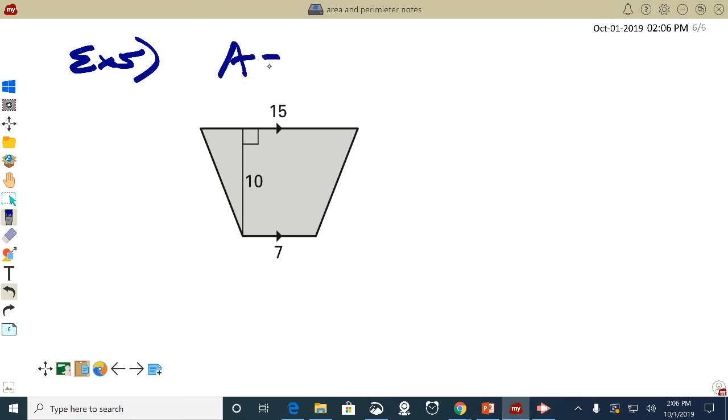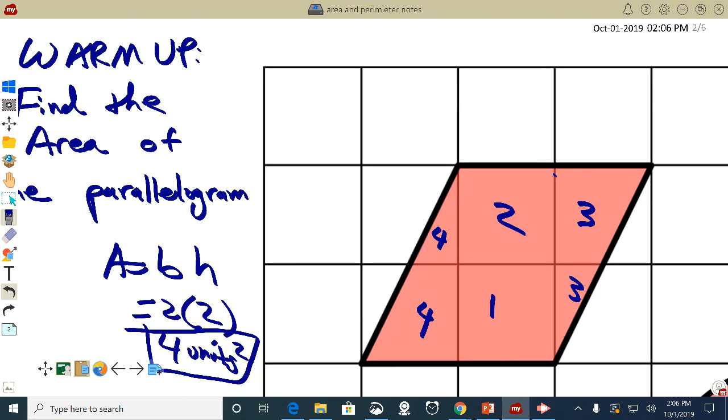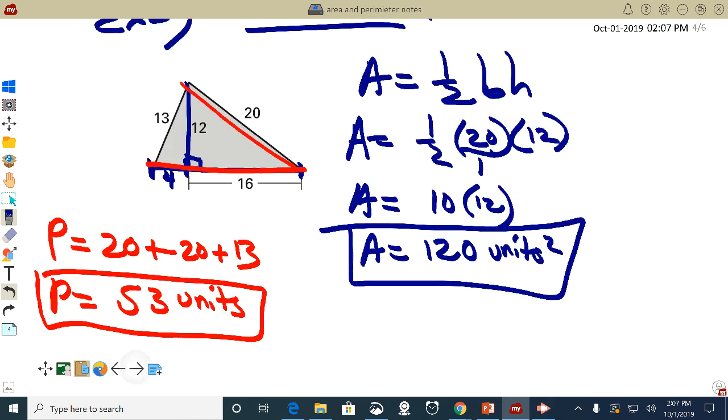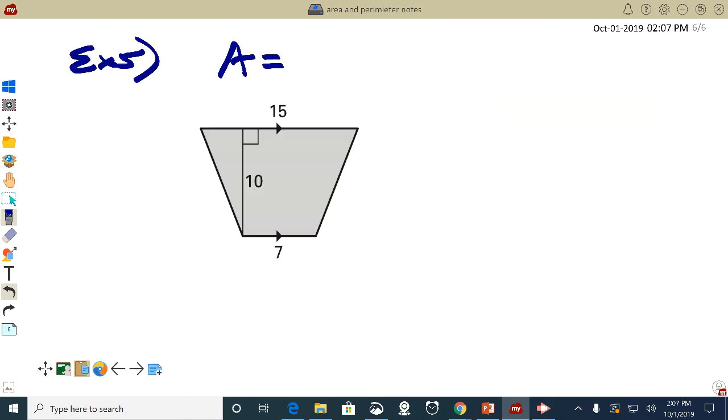So the area, this is the funkiest one out of all of them. There's a weird formula for trapezoid. And it says, notice 1/2, both bases, B sub 1 and B sub 2, times the height. So you have to add both bases and multiply it by the height. That's the weirdest formula out of all the shapes. But all you got to remember is that the bases are the two sides that are parallel on a trapezoid. So let me write that out. 1/2 base 1 plus base 2 times the height.